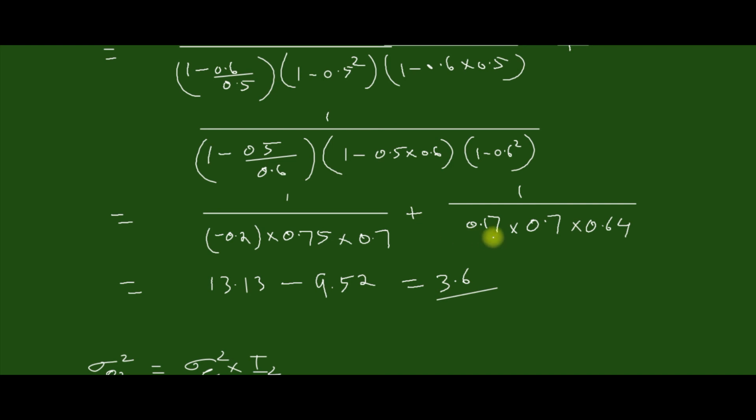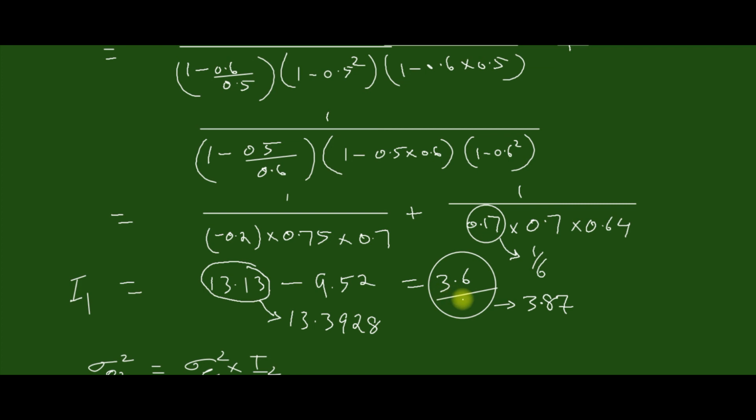Sorry, there is a slight error in our computation. So here 1 minus 0.5 by 0.6, we had rounded to 0.17, which can be replaced with 1 by 6 itself. So when we replace it, there is a slight difference in this value. This 13.3 will become 13.3928, and subtracting, we get, instead of 3.6, a slight difference. It is 3.87. That means I1 equal to 3.87.